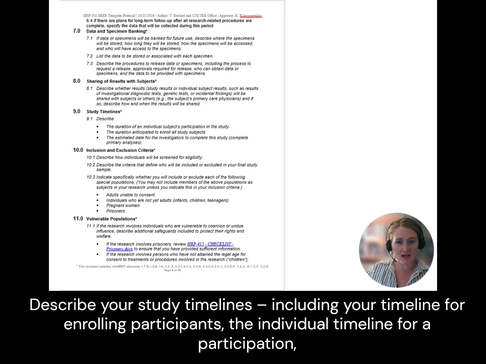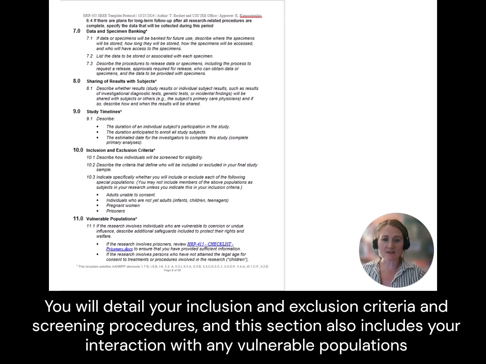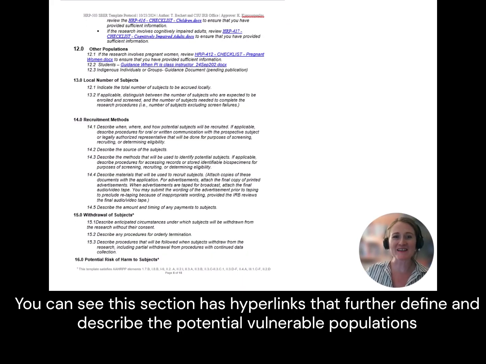Describe your study timelines, including your timeline for enrolling participants, the individual timeline for participation, and the estimated run of your study, like how long will it take to complete data collection. You will also detail your inclusion and exclusion criteria and screening procedures. This section also includes your interaction with any vulnerable population. You can see this section has hyperlinks that will further define and describe the potential vulnerable populations.